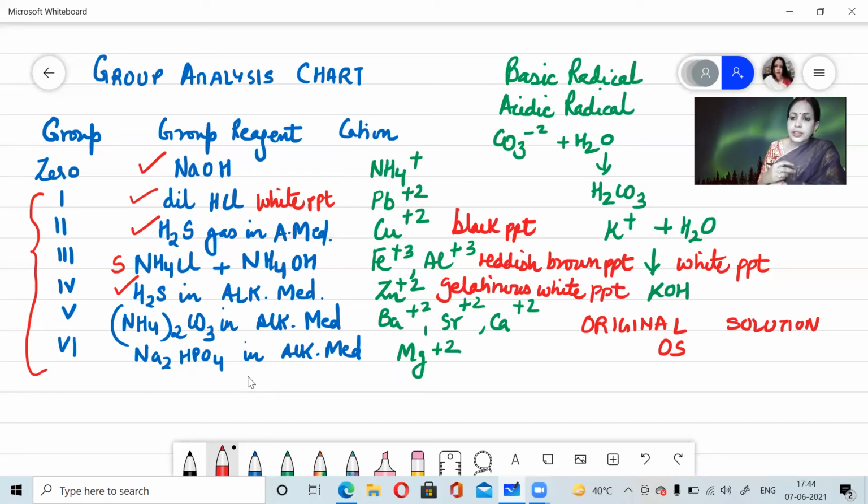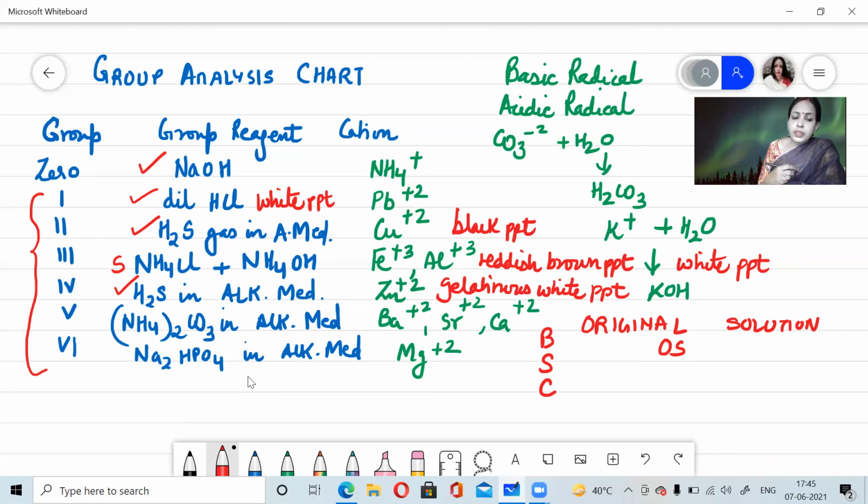Then again, in the same solution, we will be adding ammonium carbonate. Before adding ammonium carbonate, we have to make the solution alkaline. For making the solution alkaline, you will again add NH4Cl followed by NH4OH solution. If you get a white precipitate, it confirms the presence of the fifth group. Now in the fifth group, there are 3 cations. We follow the order of BSC in confirming, which we will discuss when we discuss the confirmation of the cations. For now, if you are getting a white precipitate, it confirms the presence of the fifth group.